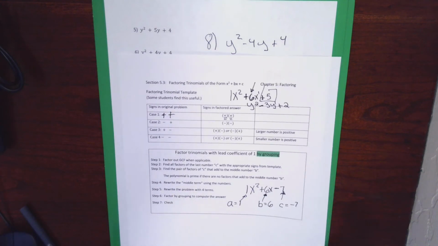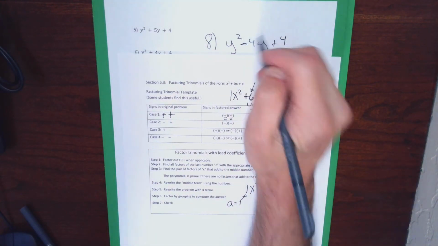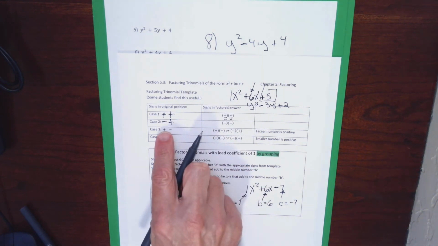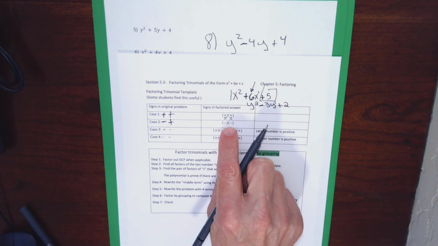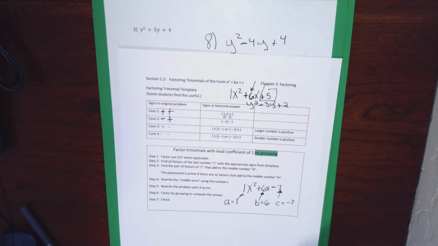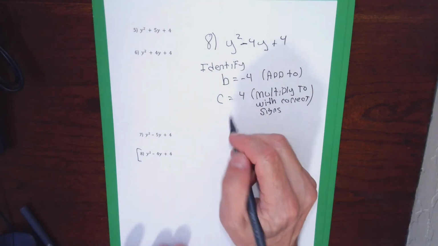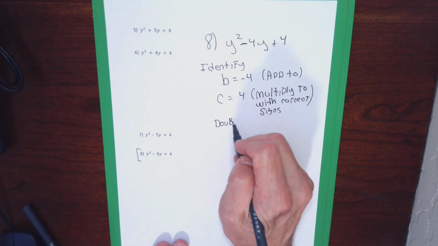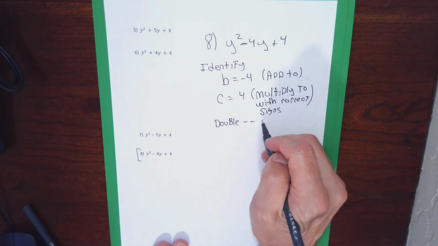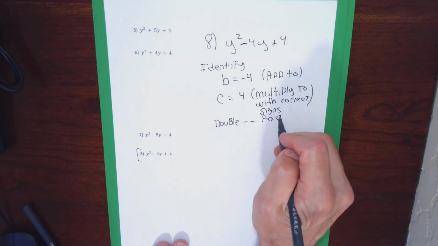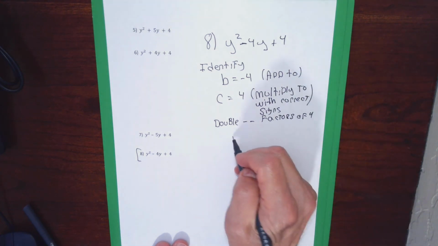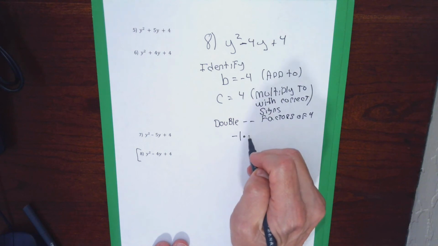The signs in this problem are minus first and plus second. That's the second row of my template. That tells me the factors of c that I need are both going to be minus. So I'm going to start writing down the double negative factors of 4. So I need the double minus factors of 4. I need numbers that multiply out to be 4. Both have to be negative.